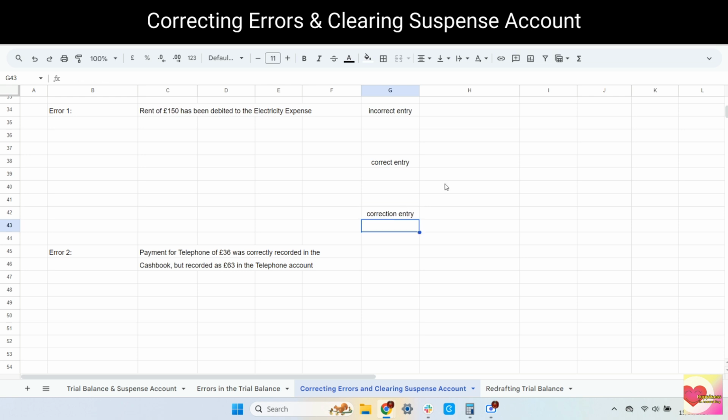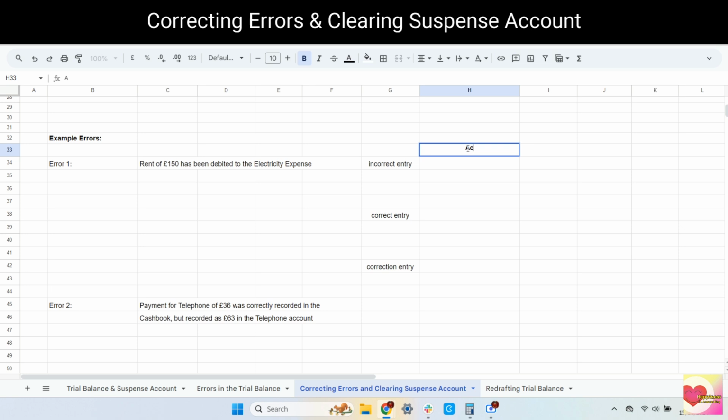Then let's enter the account here and debit and credit. Then let's enter the incorrect entry. This is the entry that has been done, which is incorrect. So we have entered the electricity in debit instead of rent account, and there was nothing mentioned about the credit entry, so it means it's correct. It could either be bank if it was paid or PLCA if not yet paid.